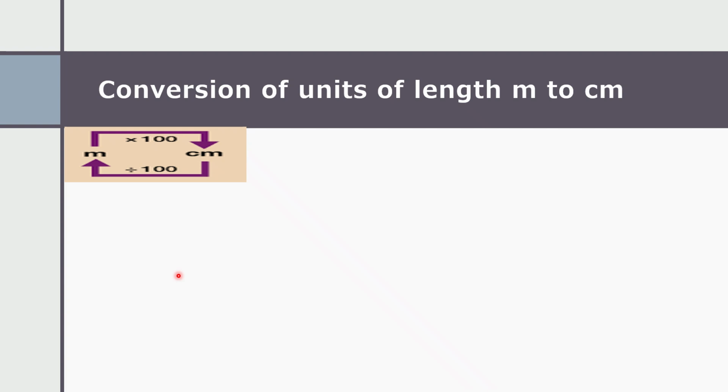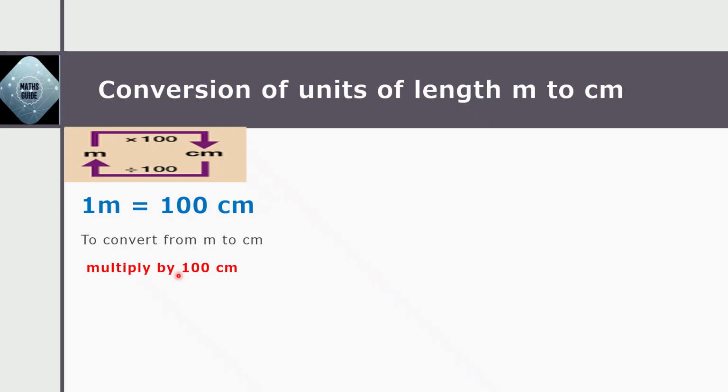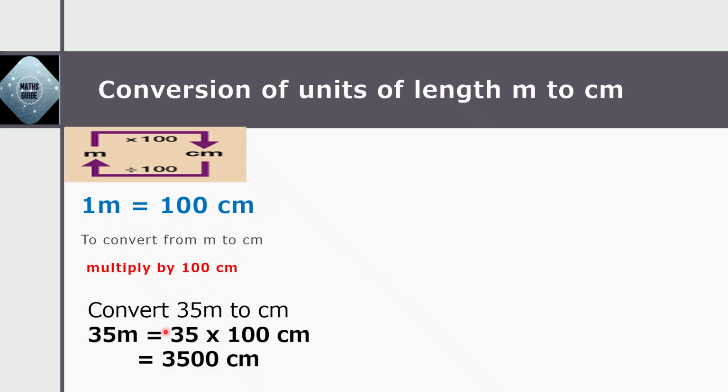To convert from meter to centimeter, we will multiply by 100. You have to learn that 1 meter is equal to 100 centimeters. Look at this example. Convert 35 meter to centimeter. We will multiply this 35 by 100 centimeter and we get 3500 centimeters. It means 35 meter is equal to 3500 centimeter.